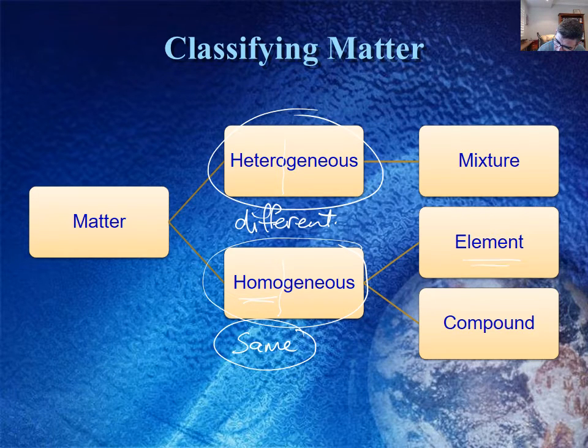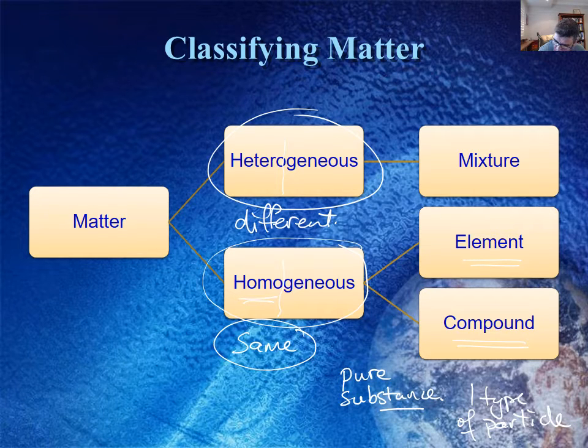The particles in an element and the particles in a compound are the same throughout those two different types of matter. Both of these are pure substances, and they are made up of only one type of particle. Mixtures, on the other hand, are different. They are impure substances, made up of more than one type of particle. So we have a mixture of different types of particles together, and that's what differentiates our mixture.